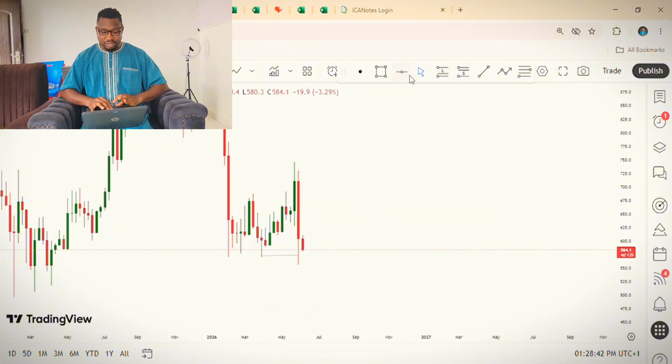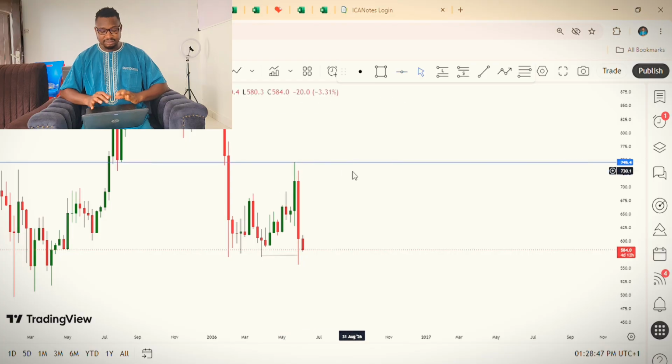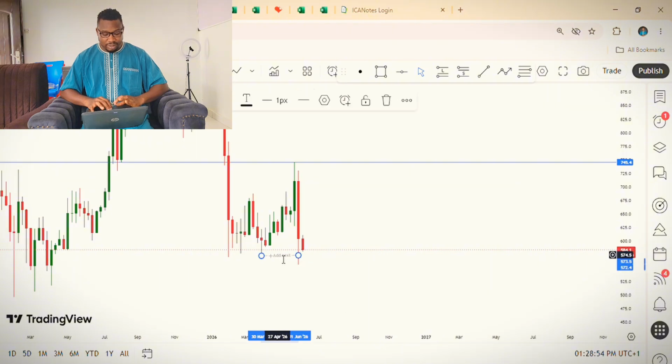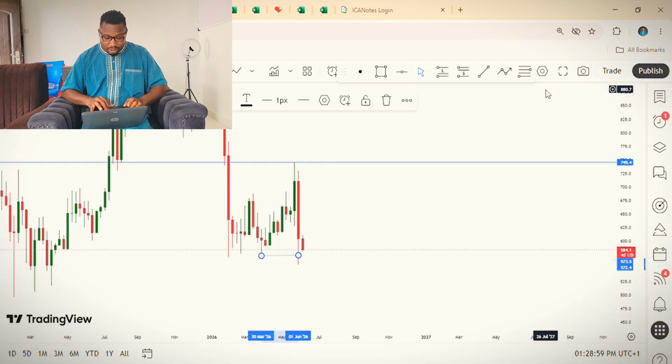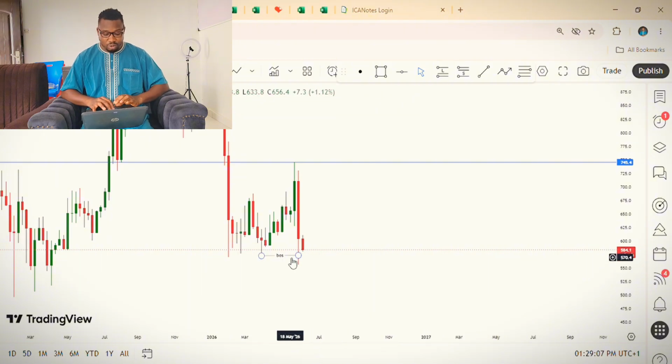So we use the horizontal bar to mark what? The swing high. Now this is a break of structure to the downside. This one, we label it what? BOS. Now BOS simply means what? Break of structure. Alright, this is a break of structure to the downside. Now that we have this, this is the most recent structure on the weekly time frame.